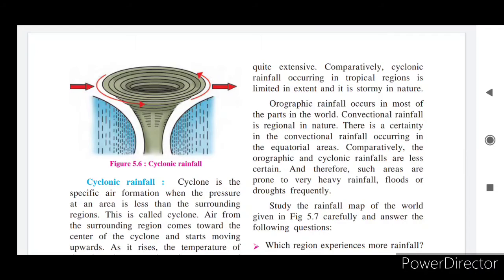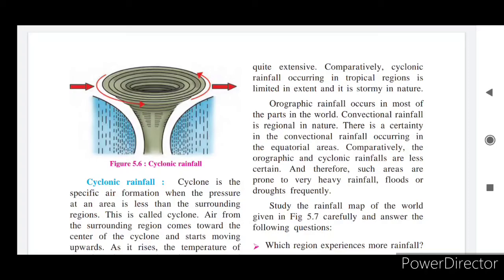Now say tropical region. Tropical region means what? It means the torrid zone, the equatorial region. So in this tropical region we can find cyclonic rainfall. Orographic rainfall occurs in most parts of the world. So in most parts of the world we can find the orographic type of rainfall.